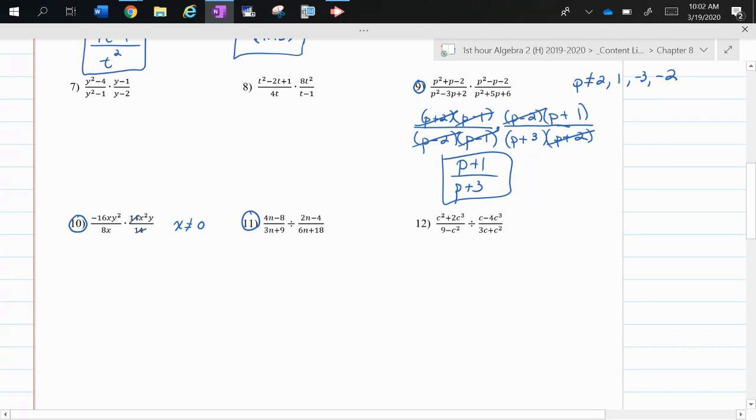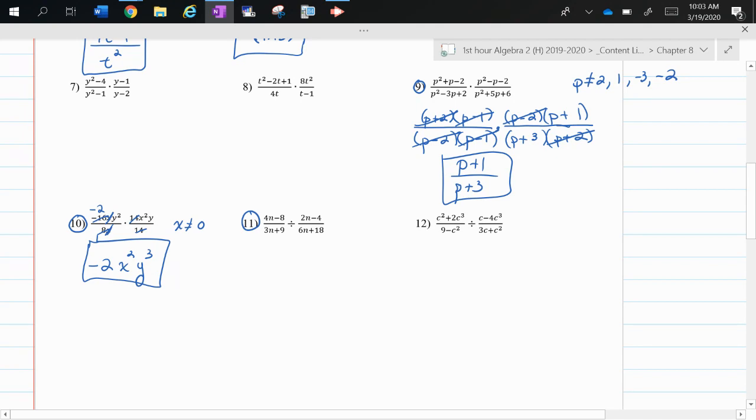I see 14 over 14. I'm going to cross that out. And I also see -16 over 8, which is going to reduce to -2 over 1. And so let's see, I'm going to multiply across now. Oh, I also see an x over an x. I'm going to cross that out too. So it looks like all I have left in my denominator is 1. So I'm just going to multiply across. So -2 times x squared and y squared times y would be y to the third. So that one wasn't too bad. We didn't have any factoring to do there.